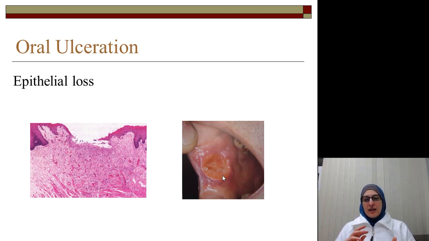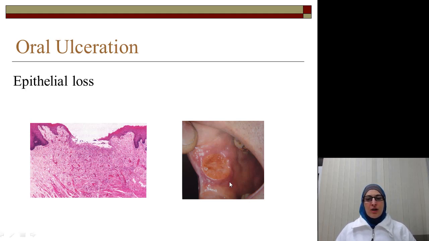The normal color of the mucosa is pink. When it is scratched, there are erosions. Erosions are less severe than ulcers. In an erosion, there is partial loss of the epithelium and there is inflammation, which is why it appears red in color. While in an ulcer, there is a complete loss of the epithelium, and this is why it looks yellowish in color.